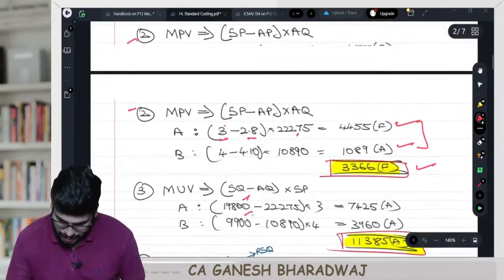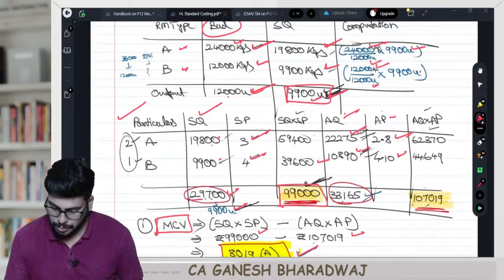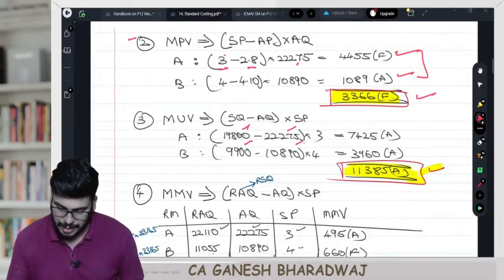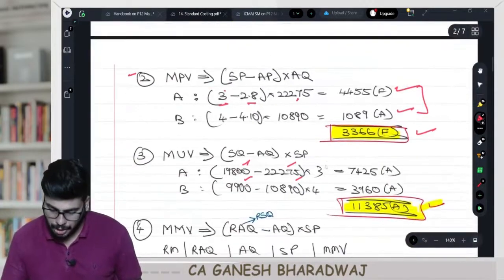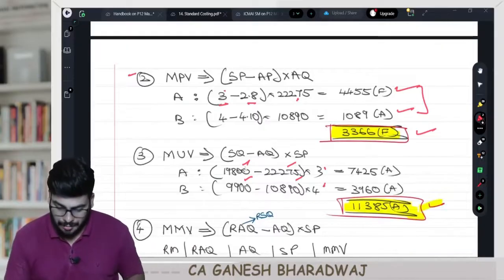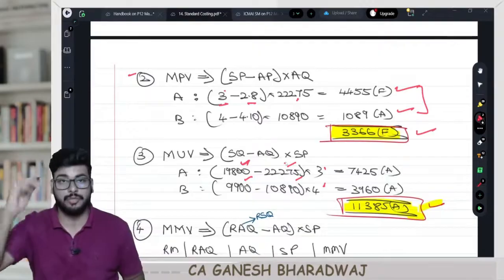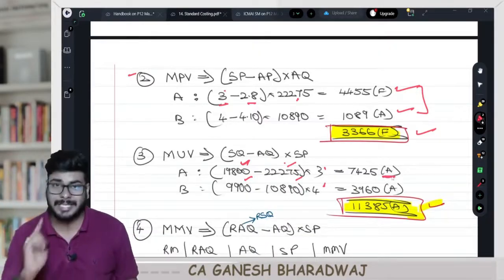So 19,800, 9,900. Actual quantity, you can pick it up from here. 22,275 and 10,890. So 22,275, 10,890 into standard price is going to be 3 and 4 respectively. You can just get these figures. So now guys, for raw material A, he should have consumed 19,800. He's consumed 22,275. Clearly, it's an adverse variance. You multiply, you get the figure and put it as an adverse variance.